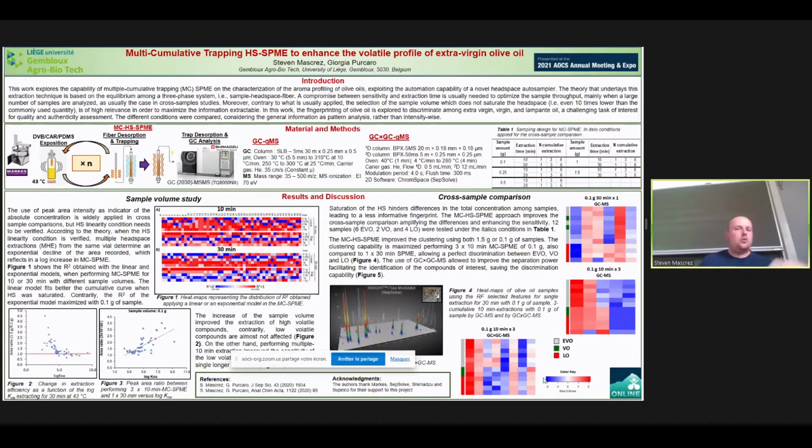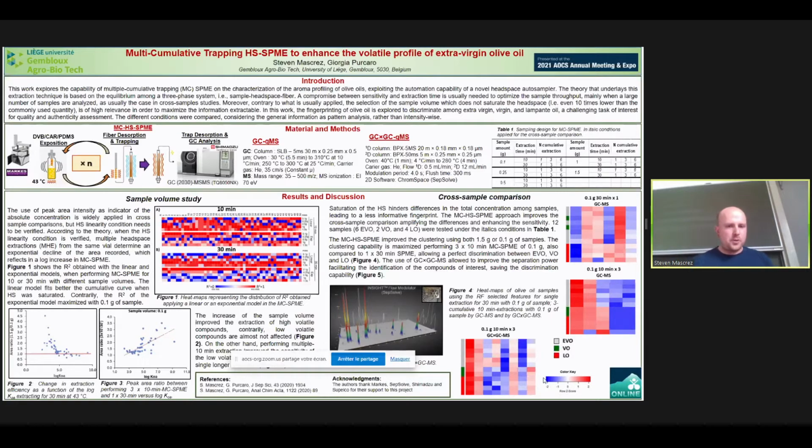Here you can see the chart for 10 and 30 minutes, where we applied the correlation with a linear and an exponential model. The linear model fits with the higher sample amounts, 1 gram and 1.5 gram, but the exponential model fits with the lower amounts, here 0.1 gram. The reason is that when we do multiple, not cumulative, extractions, there is an exponential decrease of the extracted area. So it's normal that when we apply an exponential model, it fits very well.